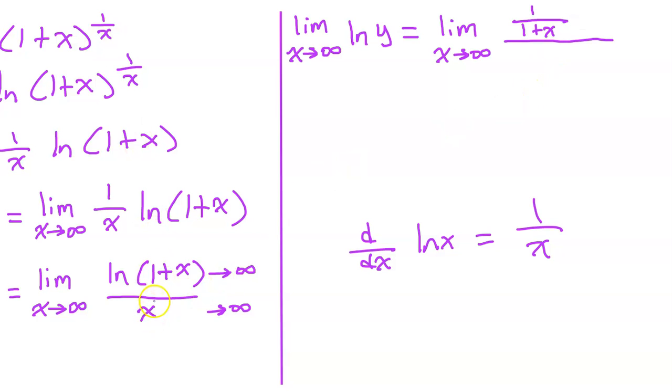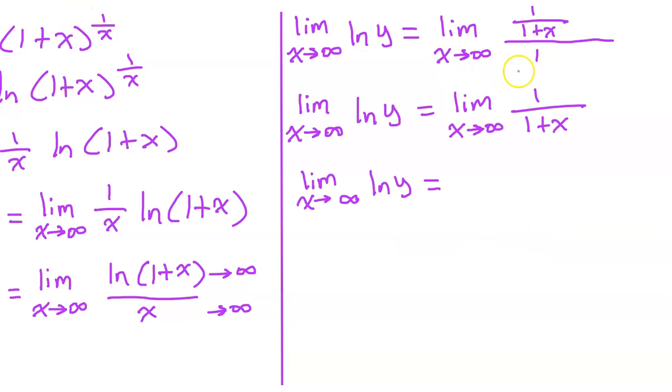Furthermore, I need to take the derivative of the denominator. The derivative of x is 1. Ignoring the 1 in the denominator, we have this. Let us analyze the limit again. As x approaches infinity, this denominator is getting bigger and bigger, while the numerator remains a constant. So the overall value of the fraction is getting smaller and smaller and approaching 0. So the limit is 0.